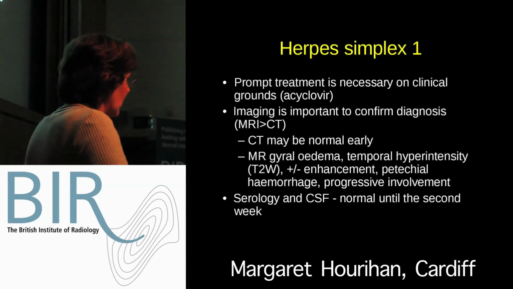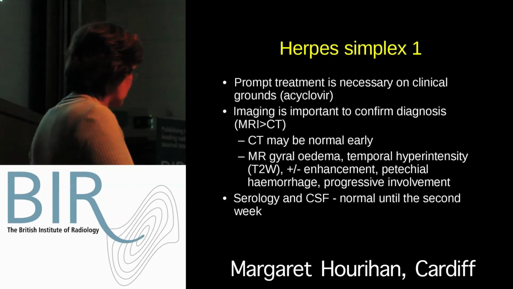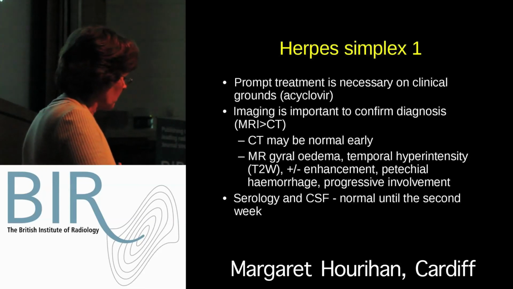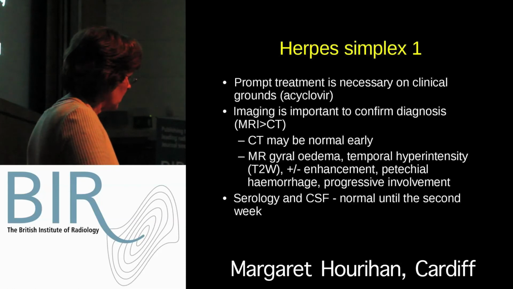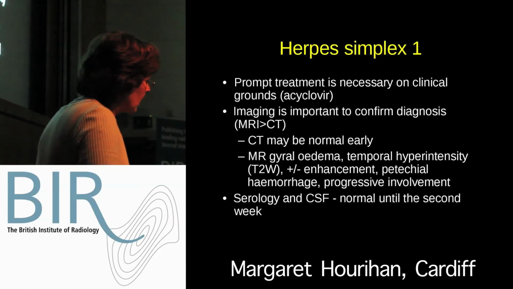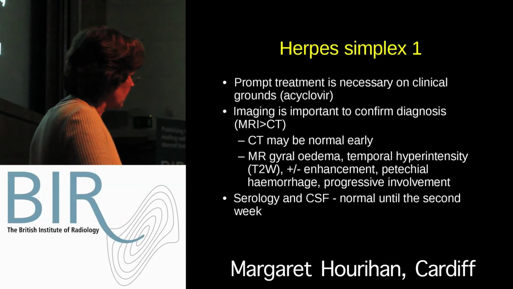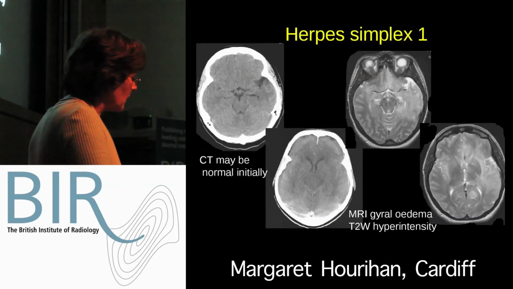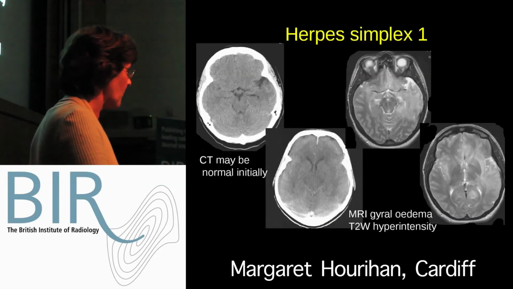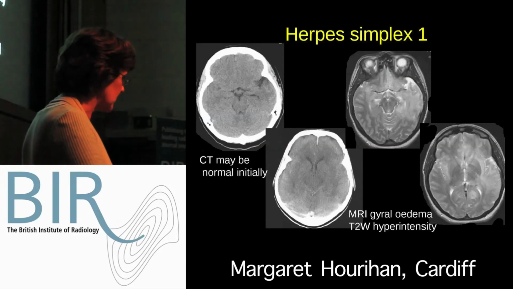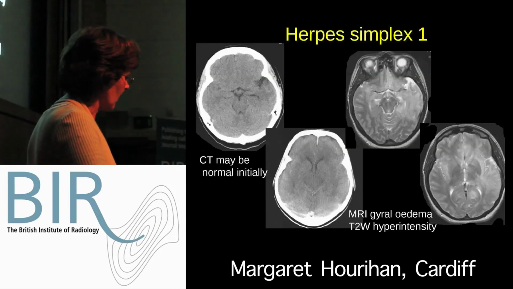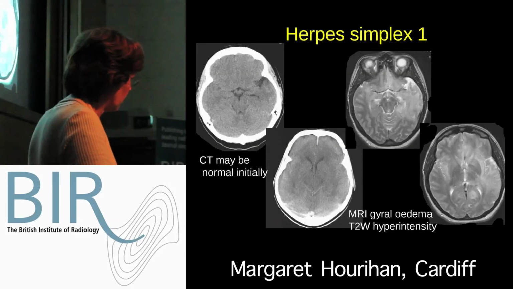bilaterally. If these patients aren't treated, there's a high mortality because of the patient developing hemorrhagic necrotic meningoencephalitis and vasculitis. So if there's any clinical suspicion that this may be the diagnosis, patients are treated on clinical grounds with aciclovir, and we do image the patient. CT and sometimes MR is normal in the early stages, but as the disease progresses, you do get changes on the MR and eventually on the CT. And the problem with herpes is that serology and CSF can be normal within the first couple of weeks.